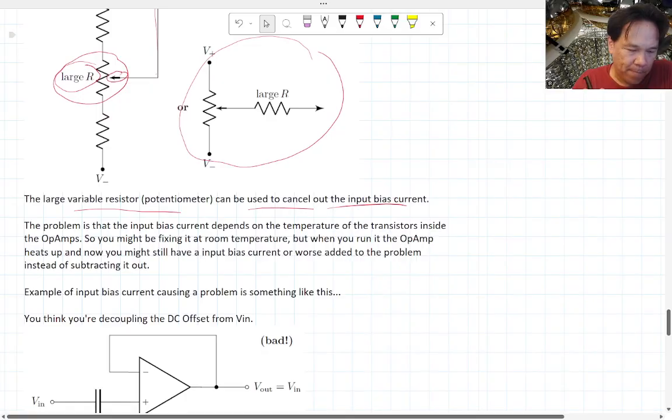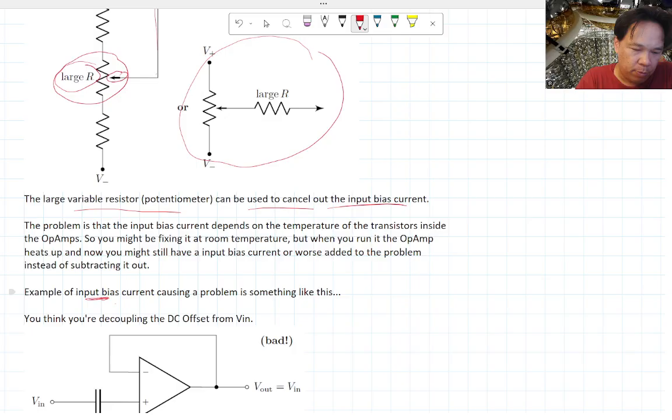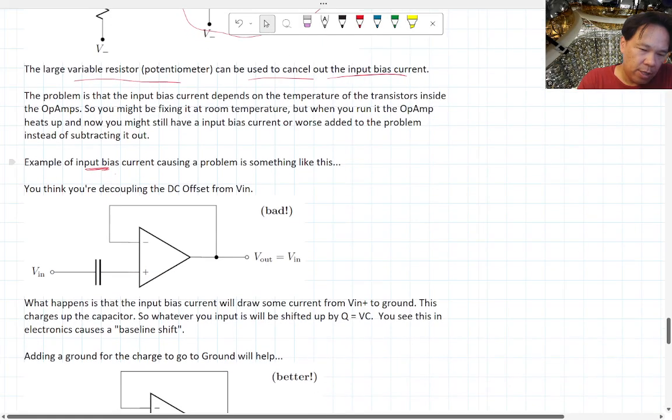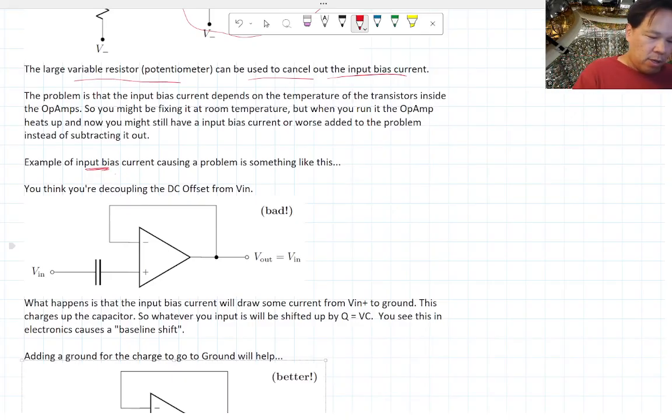Let me show you why this picoamp of current, well, 50 picoamp or 200 picoamp, can cause a problem. Let's look at this circuit where we just have a unity gain amplifier, and we wanted to get rid of some DC offset. Therefore, we'll put a little capacitor here, in case there's some DC offset that we can get rid of. We don't want DC current to flow into the positive input of our op amp. Basically you're just decoupling it with a capacitor.